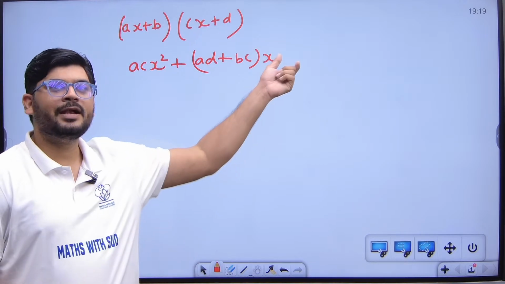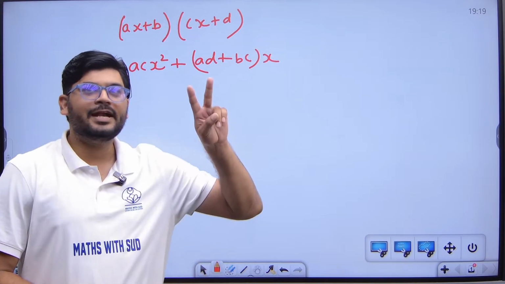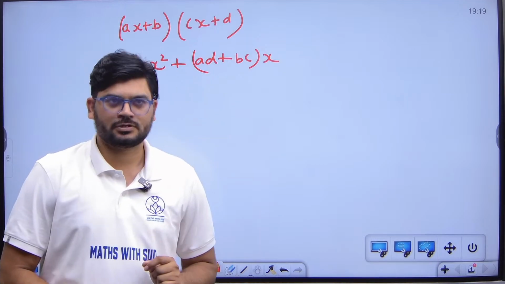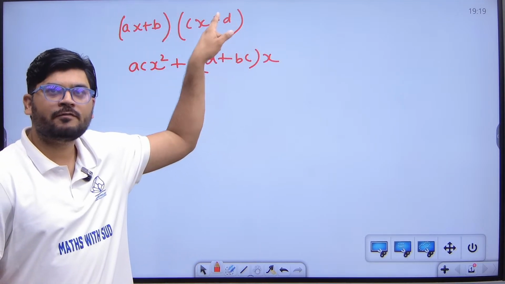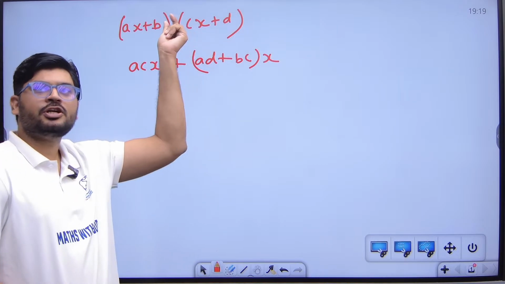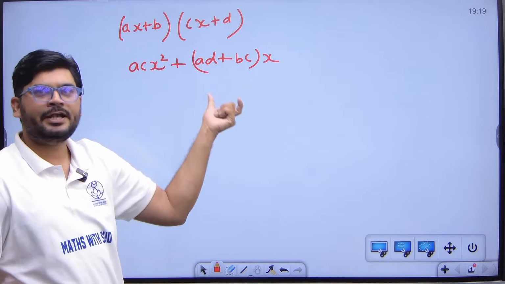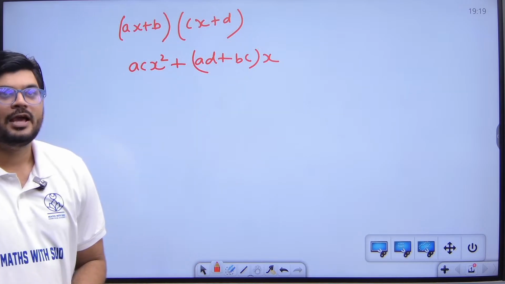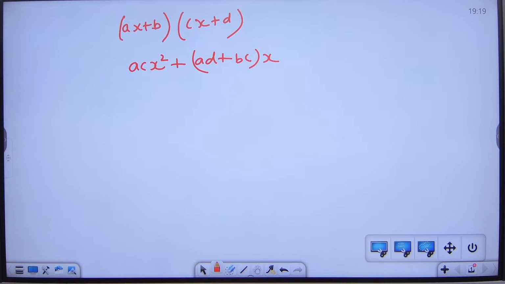The x will be multiplied, I have taken it outside as common. Because I will get x in two scenarios. One scenario is ax is multiplied by the constant of the other part, and then cx is multiplied by the constant of the first part. So we will get bc and here we will get ad, and both will have x in it, and I can take x common from both of them as a distributive property. Are you getting it? Any doubt here? No. Okay.